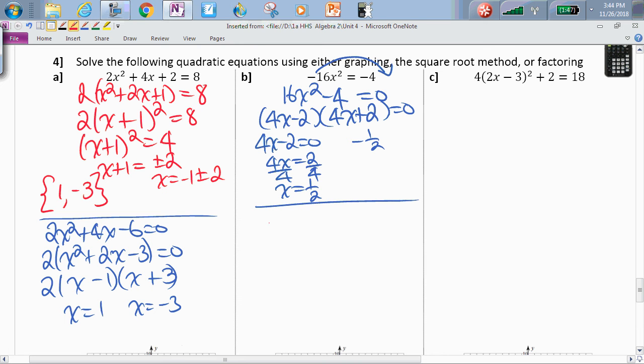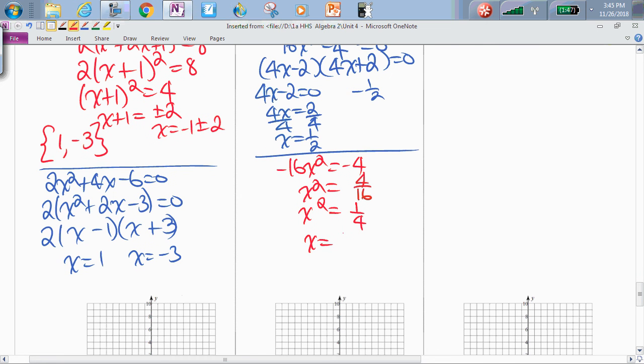Or I could have started with this here, divided both sides by negative 16, so that gives me 4 over 16, the two negatives make it positive. And then I could simplify that. The x squared is going to be 1 over 4, and then square root it, and that would be plus or minus 1/2. From here I could have square rooted and I would have had plus or minus 2 over 4, which goes down to 1/2.